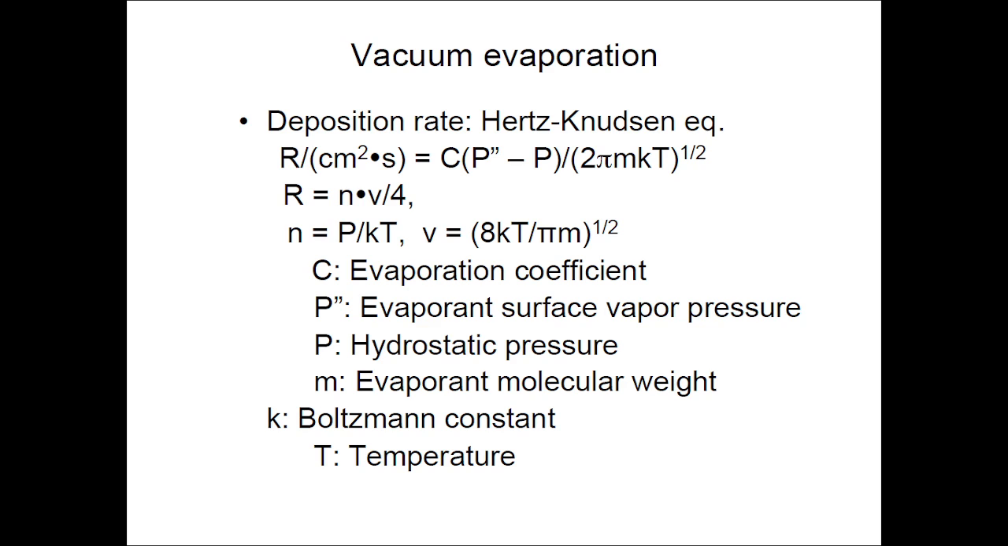Now, in a vacuum evaporation technique the deposition rate is determined by the Hertz-Knudsen equation: R per cm² per s is equal to C × (P* − P) × √(1/(2πmkT)), where C is the evaporation coefficient, P* is the evaporant surface vapor pressure, P is the hydrostatic pressure, and m is the evaporant molecular weight. k is the Boltzmann constant, and T is the temperature.